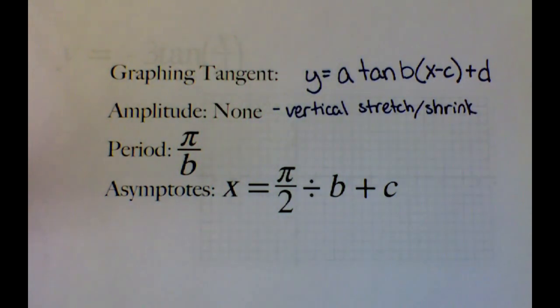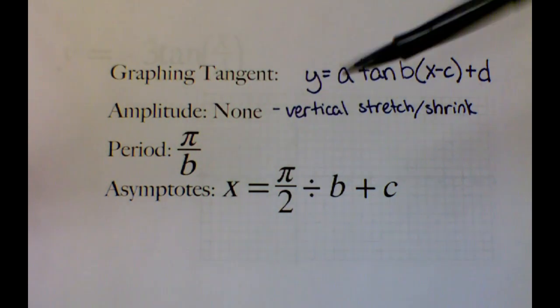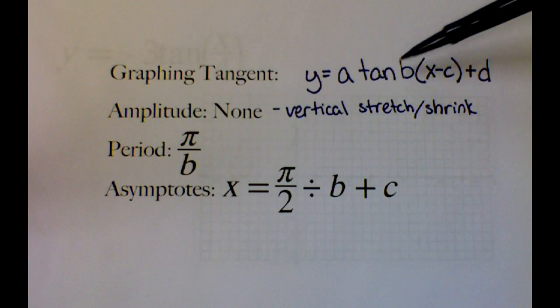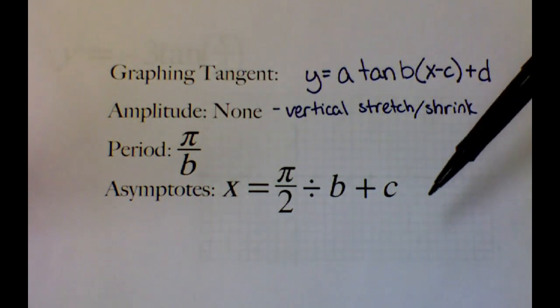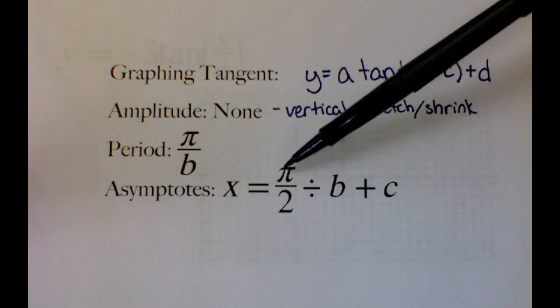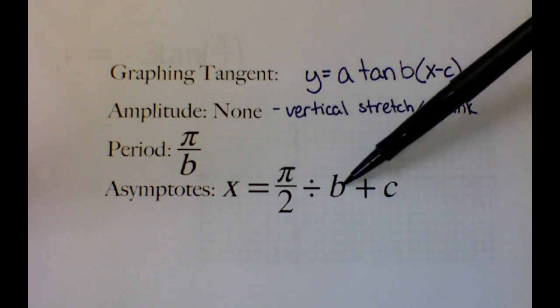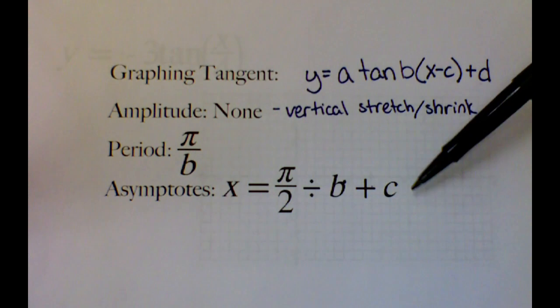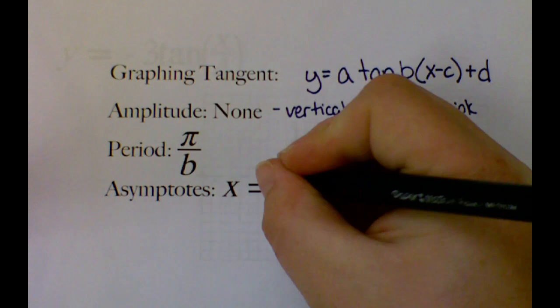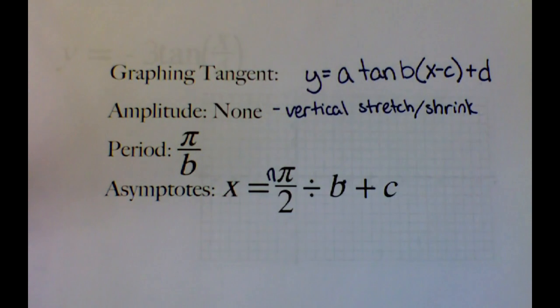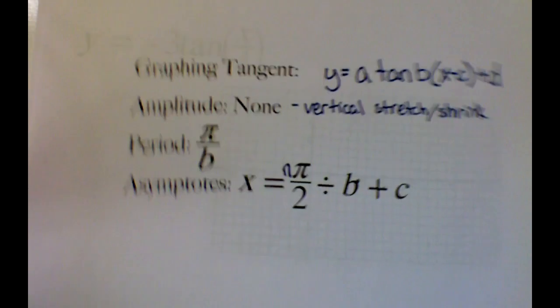The period for tangent, since the period of regular tangent is just pi instead of 2 pi, is just pi over whatever's in here as b. And then we do have to worry about the asymptotes. The asymptotes are every pi over 2 divided by b plus whatever c is. So we have to be very careful with that. And actually we'll make this n pi over 2 divided by b plus c so that there's more than 1.